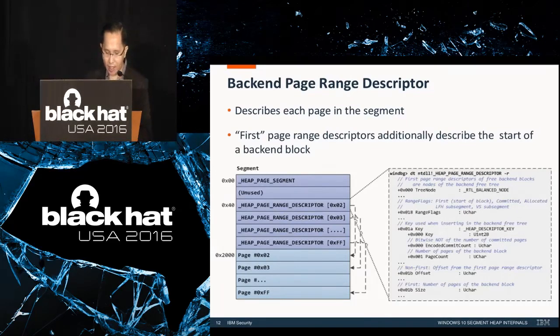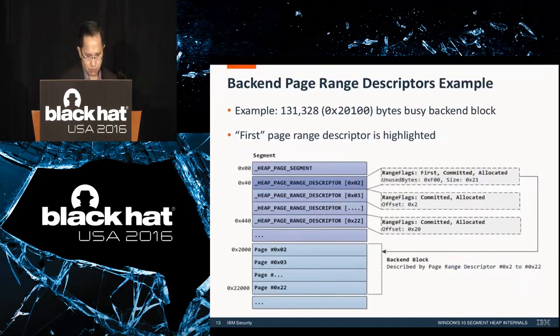Next, because backend blocks can span multiple pages, there are what are called the first page range descriptors, which are basically the page range descriptor for the first page of the backend block. First page range descriptors are marked as such by the first flag in the range flags field, and they have additional fields set, such as the size field, which is equal to the size of the backend block in pages. Finally, another important item to discuss is that for free backend blocks, their first page range descriptor is inserted into a backend free tree. And when inserting the first page range descriptor, the key field here is used. I'll further discuss the backend free tree and the key field in a later slide.